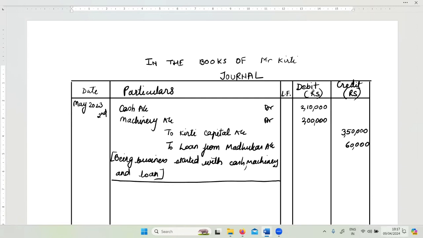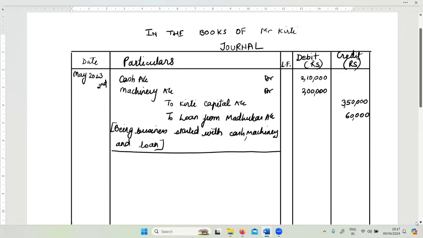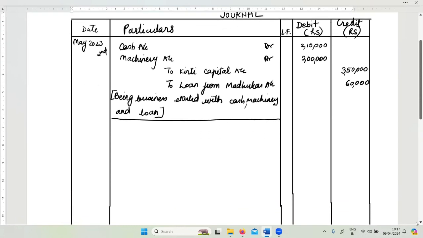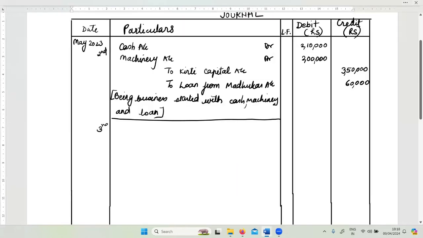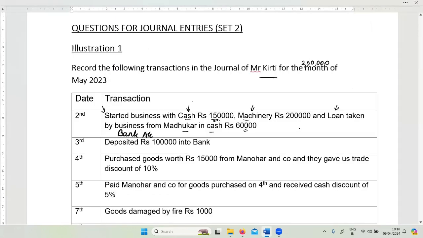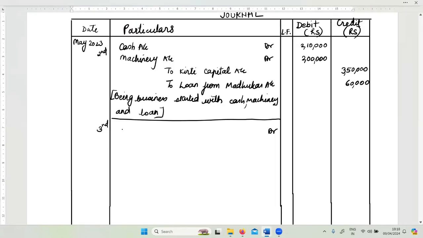Go ahead to the next transaction now. So the first transaction we have done is an example of compound journal entries. 2 debits, 2 credits. So it becomes a compound journal entry. Let's go to the next date. 3rd, deposited 1 lakh into bank. What will you deposit? You're going to deposit cash, and the second account that you have is bank. Bank is the receiver. So receiver's account is debit. Amount that we are depositing is 1 lakh. Correct?